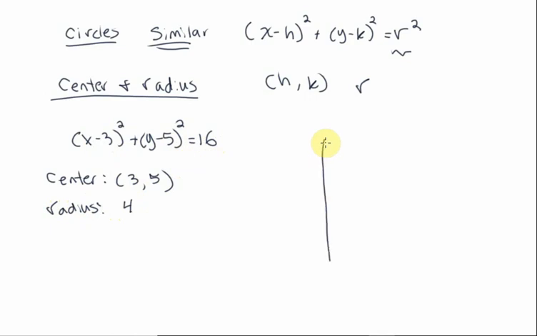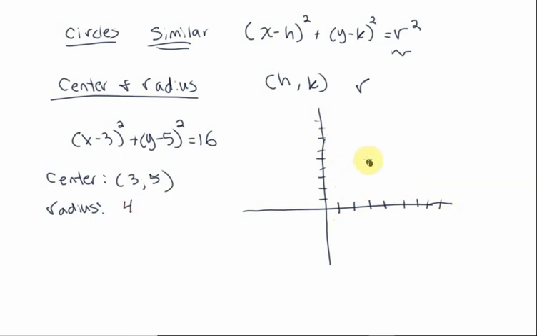So can I graph this? And the answer is yes. Not hard to graph. I don't even need to make a table. I need to go to this point. 1, 2, 3. So the point, let's get some more graph here. The point is 3, 5. So 1, 2, 3. 1, 2, 3, 4, 5. Right about there. What's the radius?